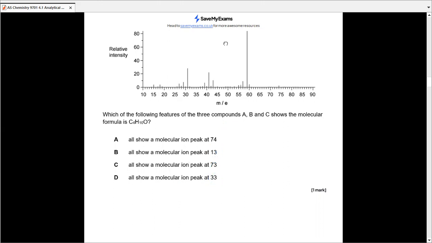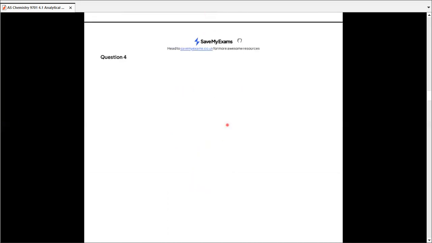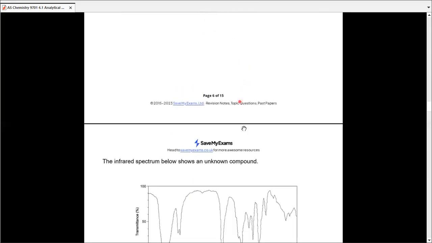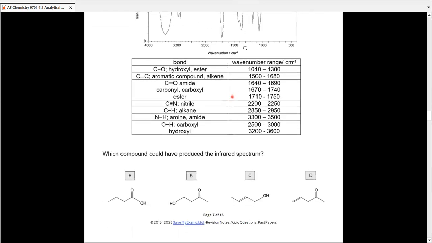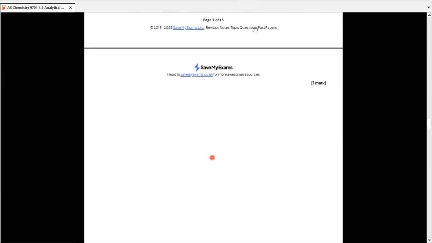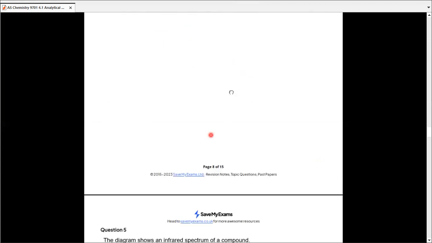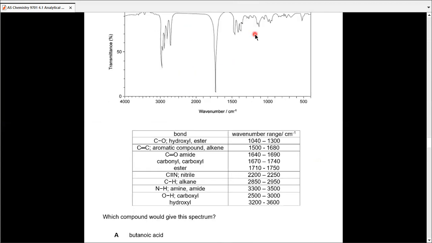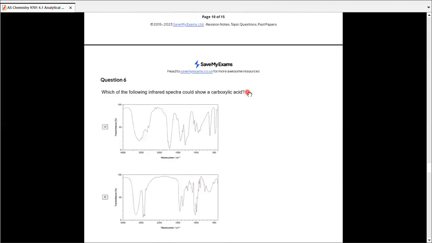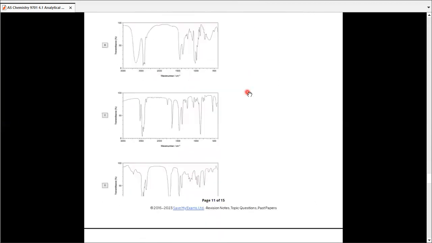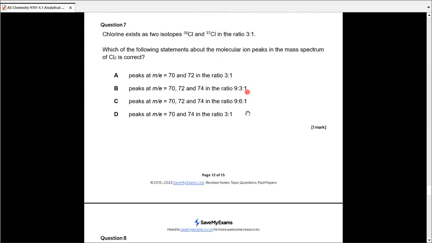Okay, moving on. Let's see what we have next. Question number 4. Yeah, this is IR. Let's skip it. Let's stick to mass spectrometry for the time. This is again IR. You may practice them later. If you have any questions from IR, you can ask me afterwards, but let's stick to this.